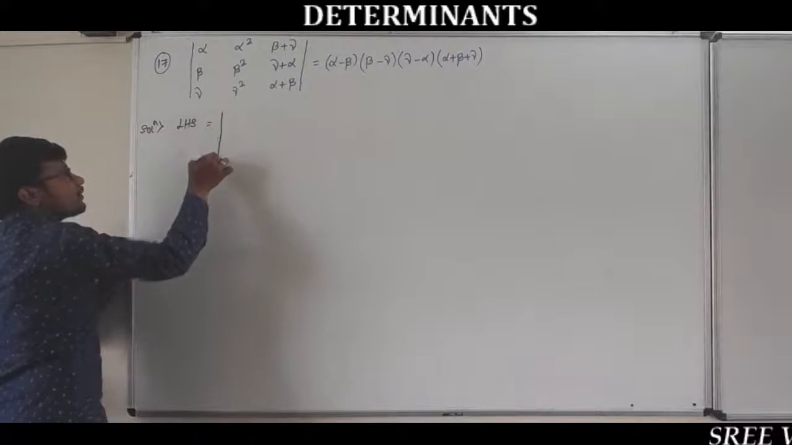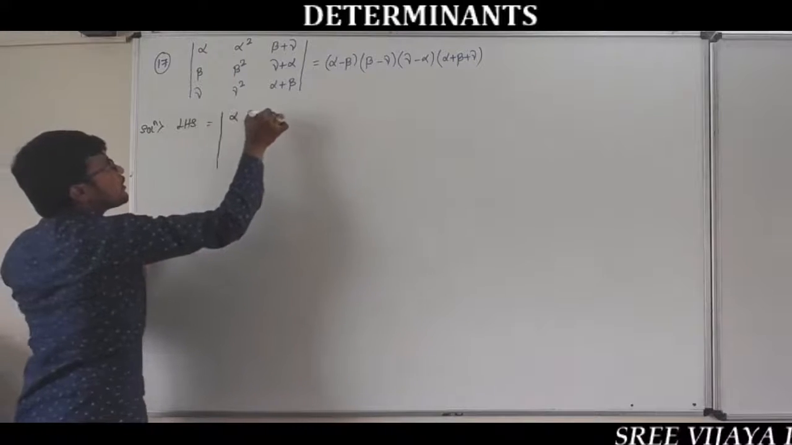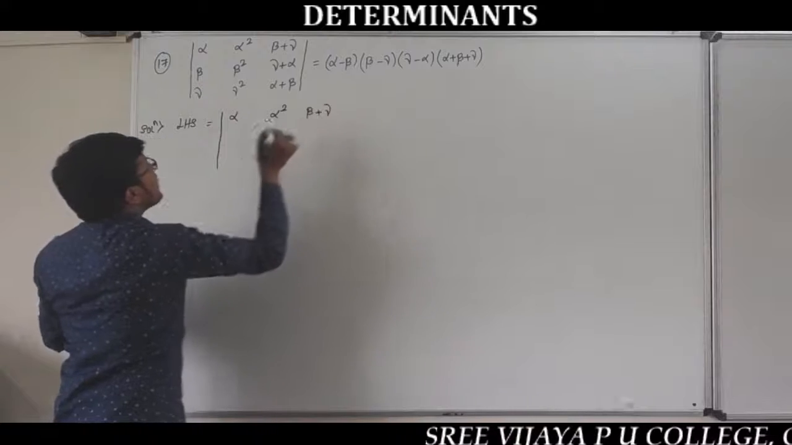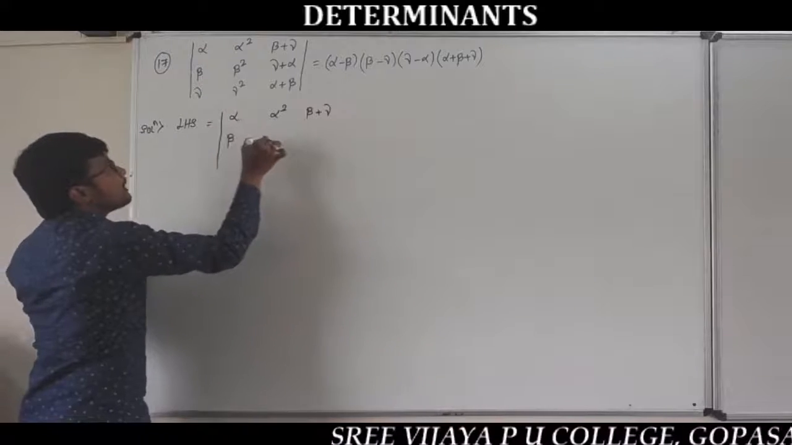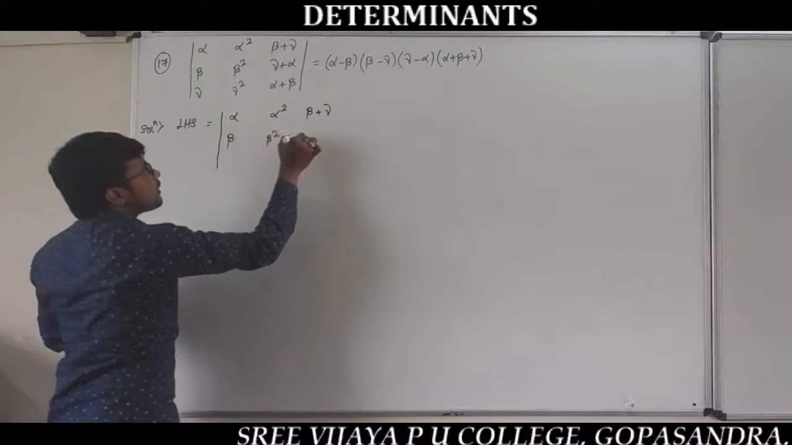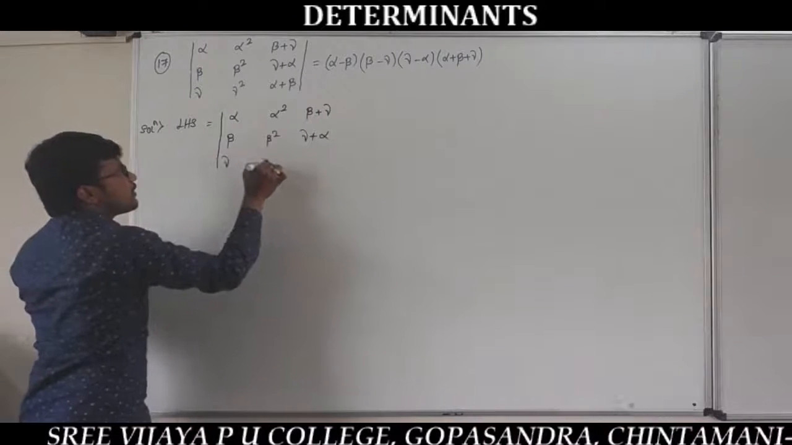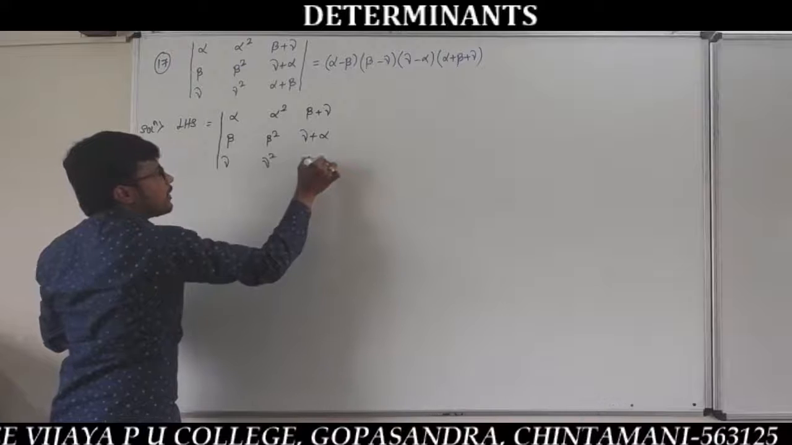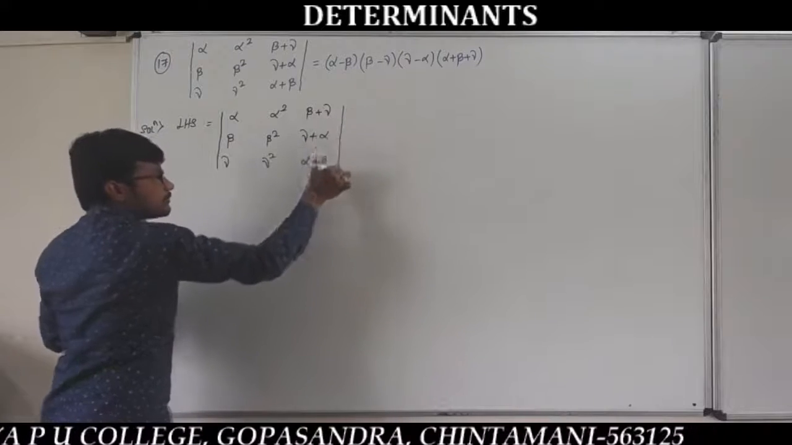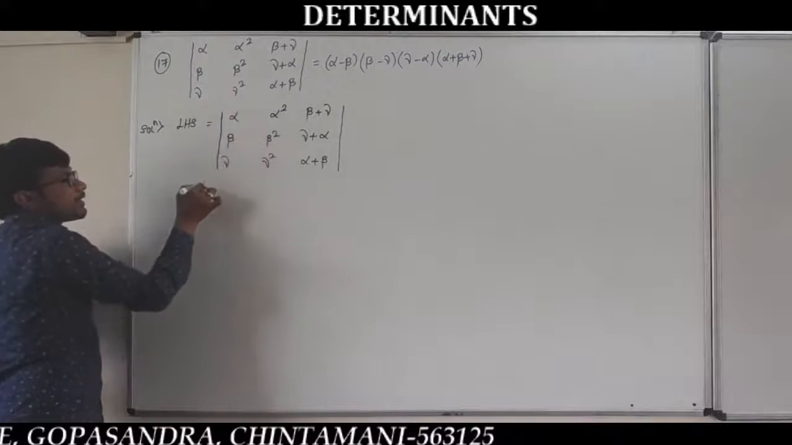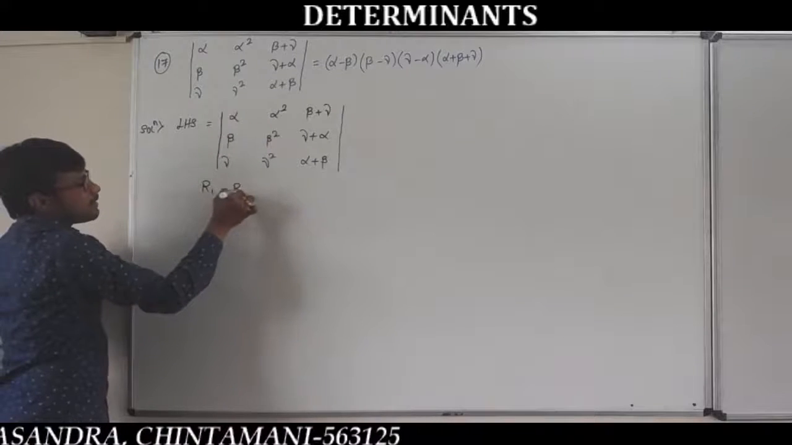Okay. So alpha square, beta plus gamma, beta square, gamma plus alpha, gamma square, alpha plus beta. Okay. So now for these two, you are applying R1 minus R2.